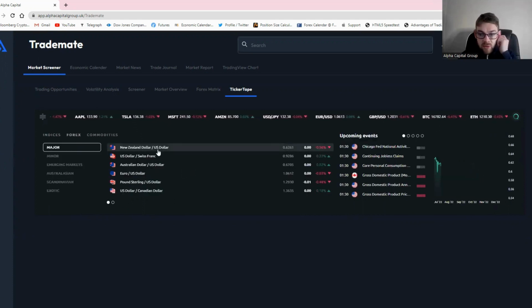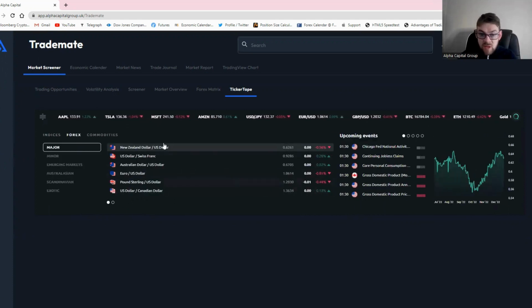So that obviously looks at the indices. It looks at Forex, the FX space. Of course, dollar has been somewhat mixed today. It's up against some, it's down against others. So for example, the Kiwi as well, it's obviously seen a bit of a move there. So that's pretty much the ticker tape.